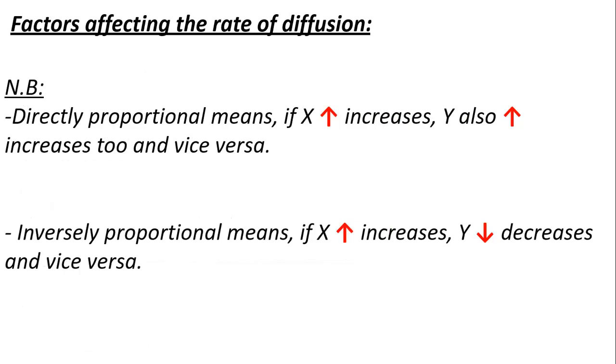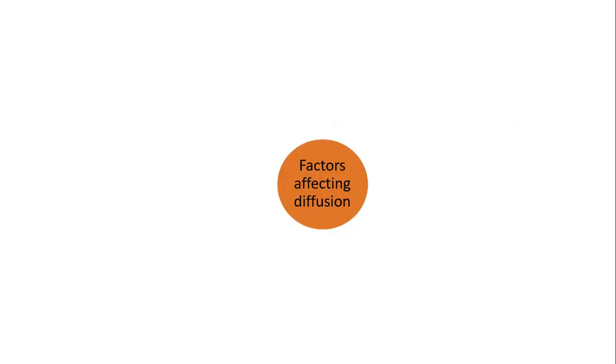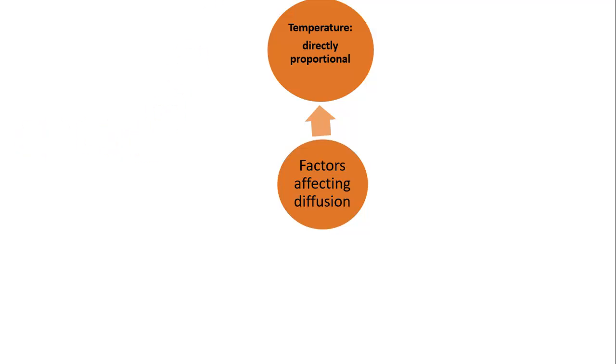Yes, I need you to remember this, that the factors affecting the rate of diffusion, either they are directly proportional, which means that when this factor increases, the rate of diffusion increases, or inversely proportional, which means that when this factor increases, the rate of diffusion will decrease. Let's take some examples. First, we have the temperature. Temperature is directly proportional, which means that when the temperature increases, yes, the rate of diffusion will increase.